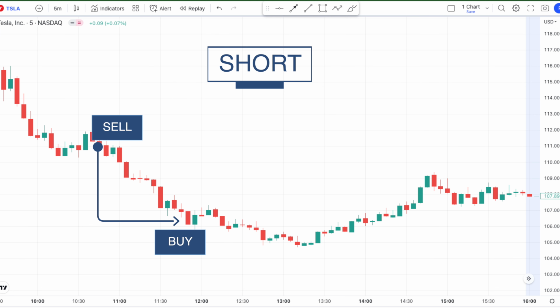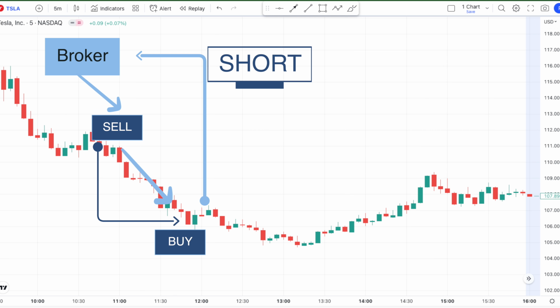You may wonder, how can you sell first without having bought? In a short position, you basically borrow the stocks from a broker and sell them. Then, when the prices are lower, you buy them back to return to the broker, and you make a profit on this downward move.